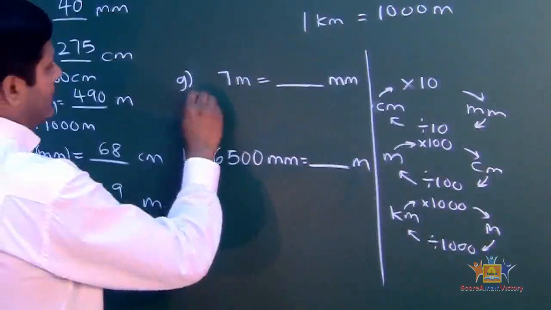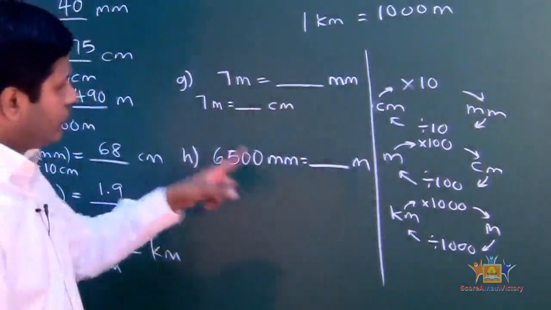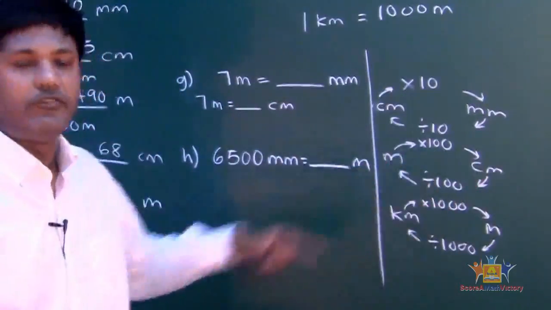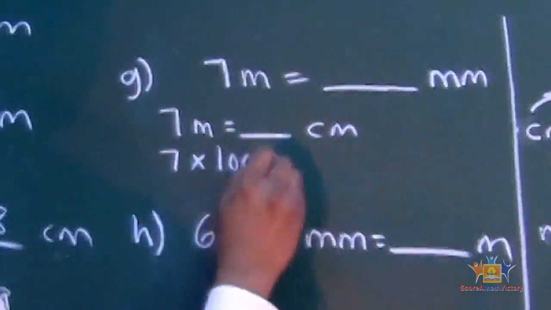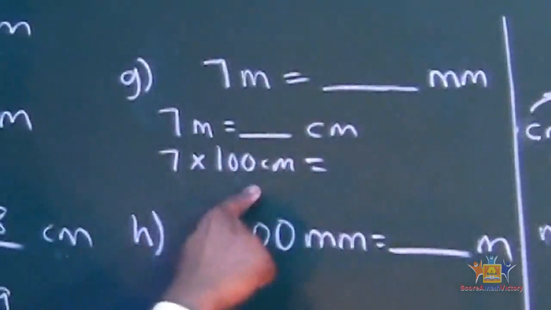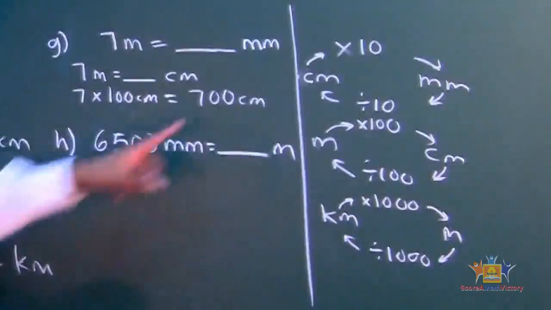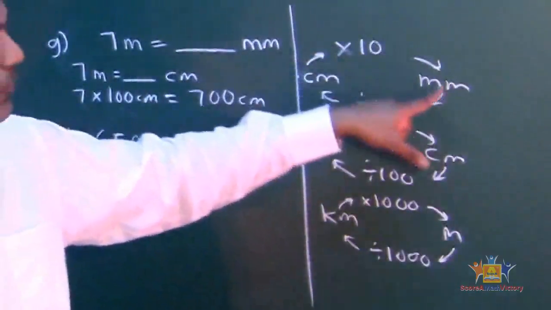So 7 meters equals how many centimeters? We're going from meters to centimeters. I'm going to do what? Times it by 100 first. So I'm going to take 7 times 100 centimeters. That gives me what? 7 times 100. I just put 2 zeros behind the 7. It becomes 700 centimeters.